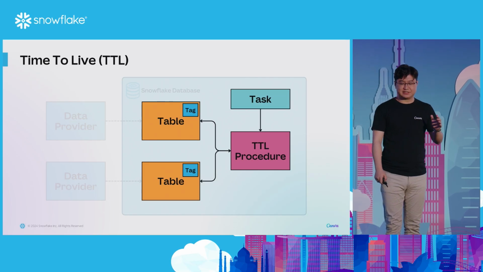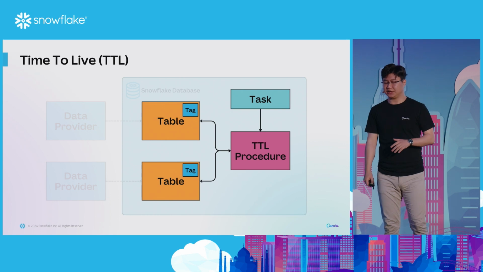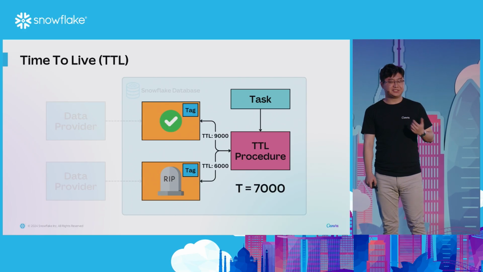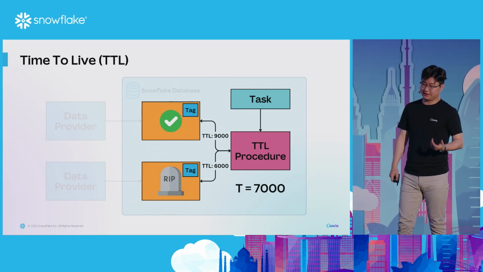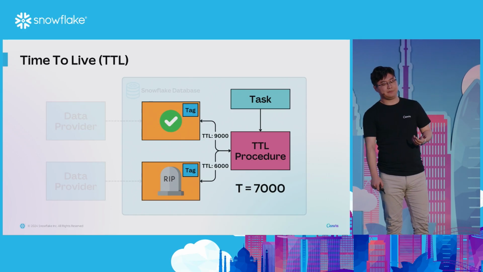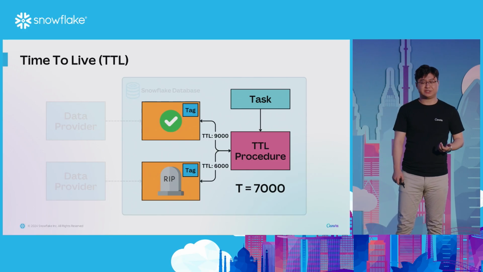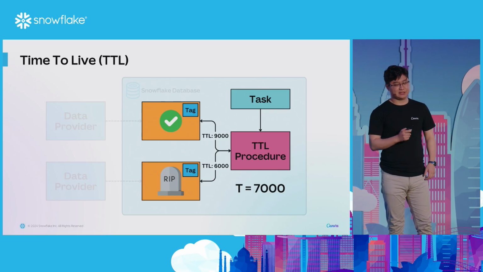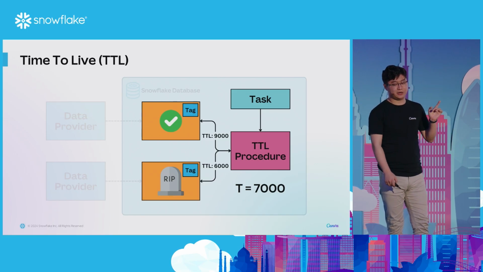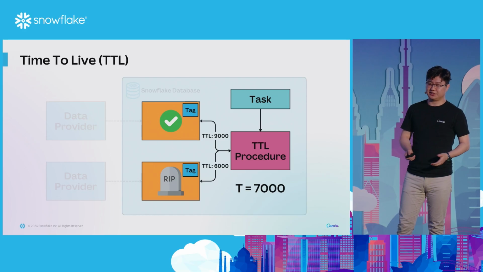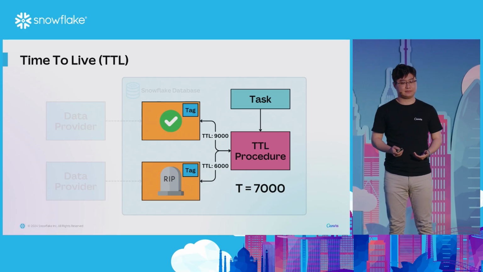From that procedure, we can have a task that will call the procedure at a certain schedule. In this case, the TTL procedure will drop tables depending on a table's TTL value. As an example, let's imagine that the current time is 7,000 when the TTL procedure is executed by the task. Table 1 at the top has a TTL value of 9,000, while table 2 at the bottom has a TTL value of 6,000. The TTL procedure, given that the timestamp was 7,000, will keep the first table at the top, but will destroy or drop the second table at the bottom.